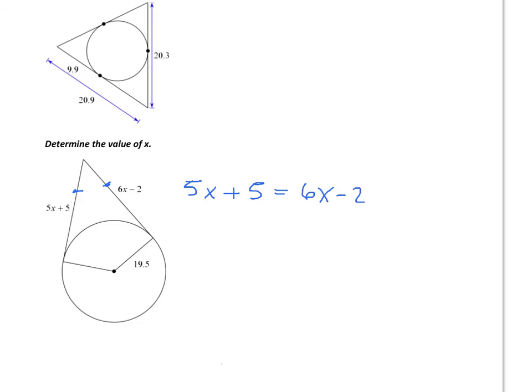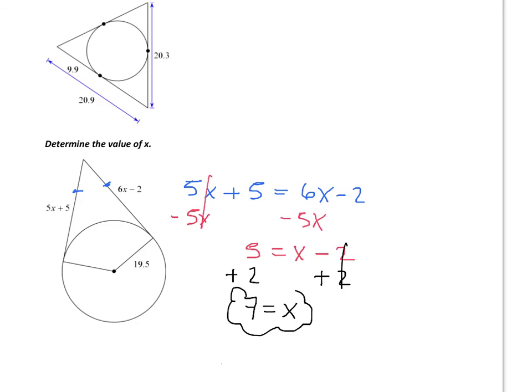We're solving for x again, so let's bring all the x's over to this side. I'm going to subtract 5x from both sides. That goes away from this side, and 5 is on this side, and 6 minus 5 gives me 1x minus 2. Then I need to get x by itself, so I'm going to add 2 to both sides. Then I have 7 equals x, and we are done. That's all we need to do.